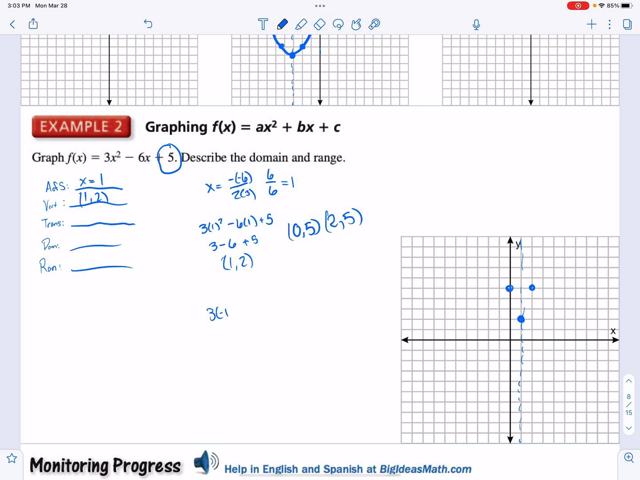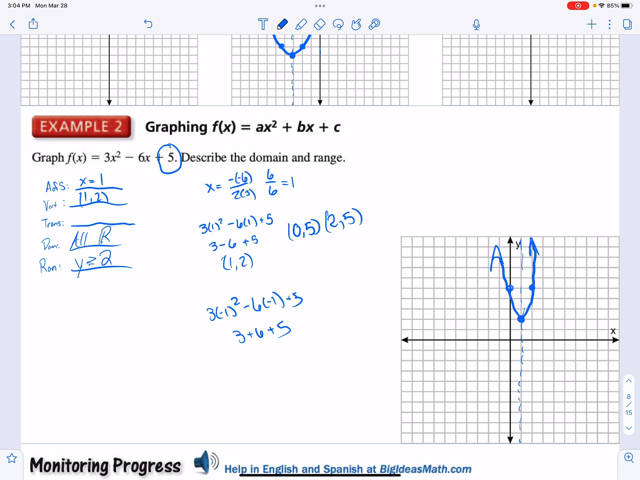3 times negative 1 squared minus 6 times negative 1 plus 5. 3 plus 6 plus 5. I'm already off my graph. I'm too far up, so it doesn't really matter here. It's a vertical stretch by a factor of 3, so it gets tall fast. Now, again, we've already been doing domain and range. All reals. Okay, and then we have y is greater than or equal to 2.